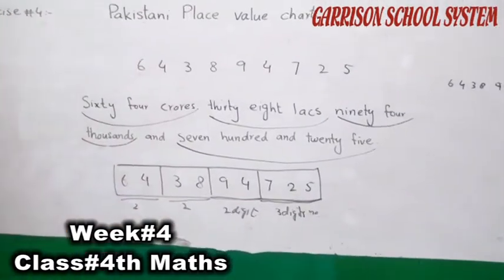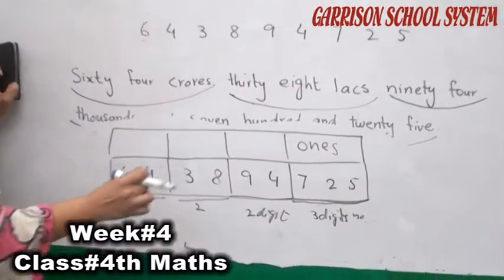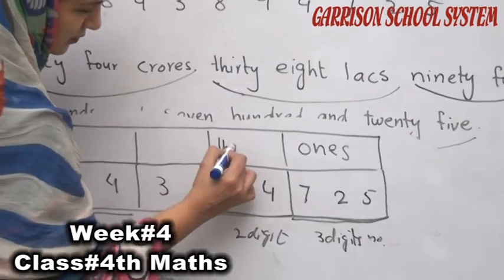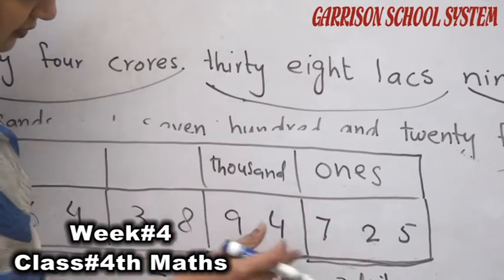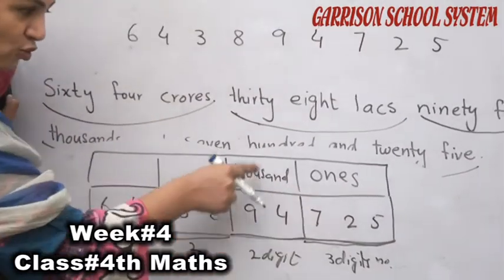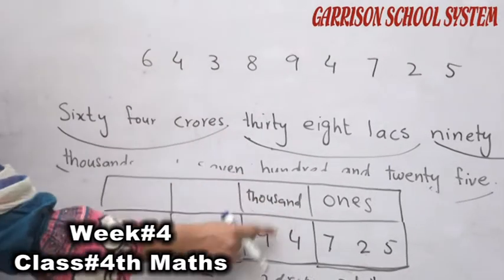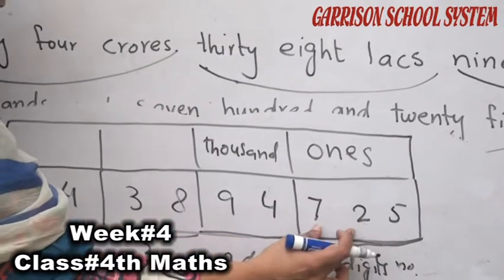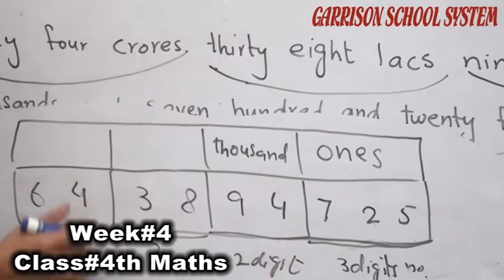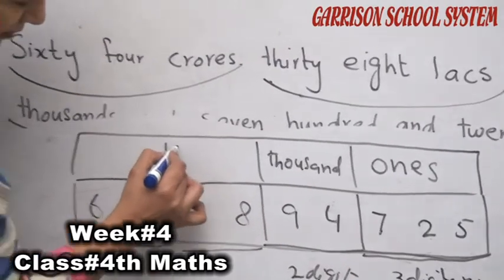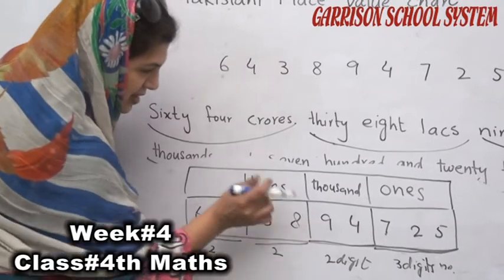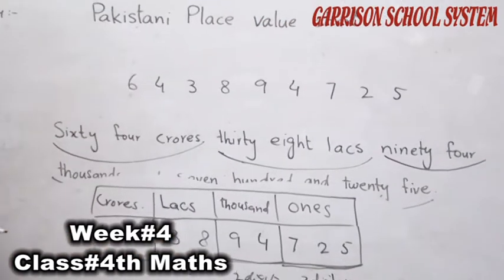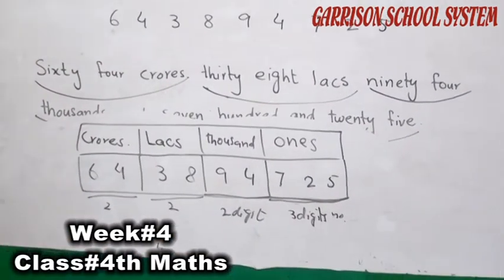So we can call it ones. After that, we can call it thousands. Students, this is the ones, this is the thousands, not hundreds, not tens. In fact, this is the thousands because this is 94,000, and this is 725. This is the ones group, this is the thousands group. And what is this? This is lakhs, 38 lakhs, and this is 64 crore. This is the group of crores. So we can easily understand.